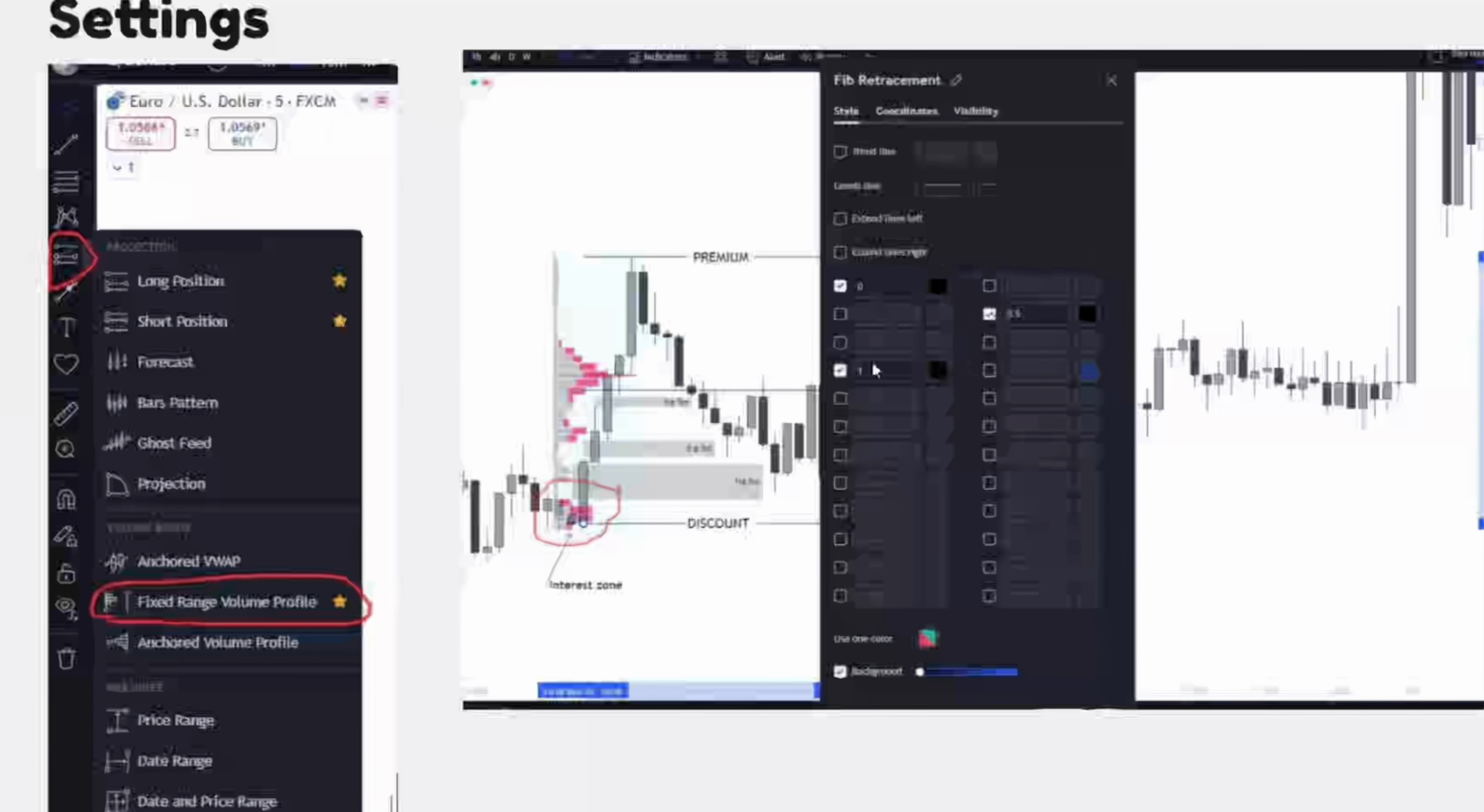You can find these tools in the trading panel. And the right photo is just the settings of the premium discount zone.